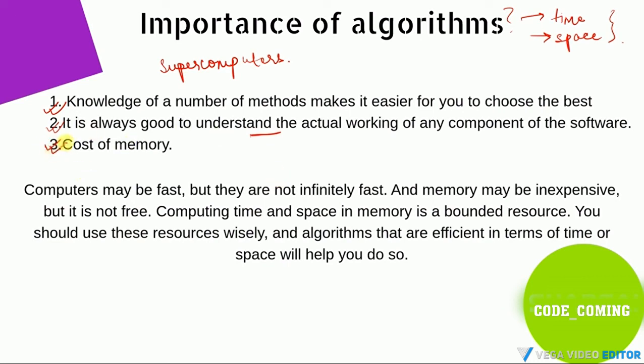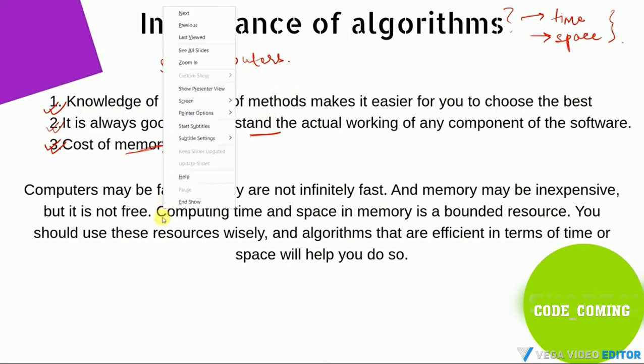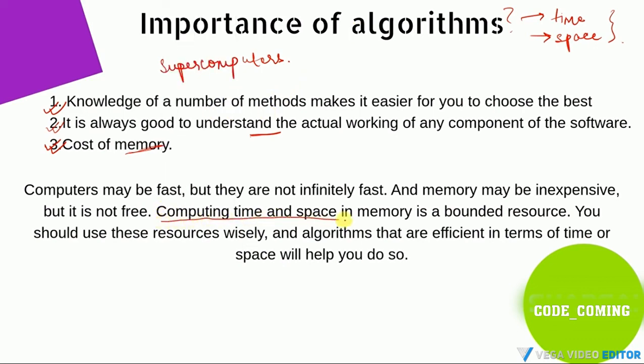Thirdly is the cost of memory. So even if space is now available, and almost inexpensive, it is not free yet. So computing time as well as space and memory is a bounded resource. However much we try, it cannot be infinite. So we must use these resources wisely, and algorithms that are efficient in terms of time and space shall definitely help us do that.